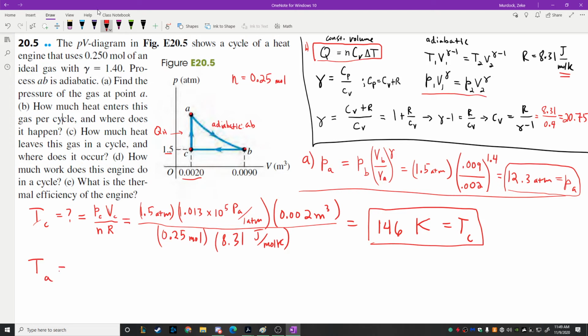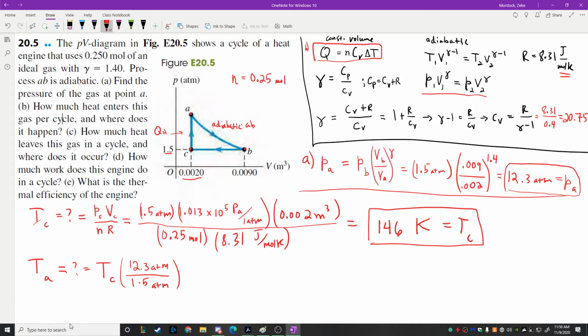The difference is that we just need to replace PA and VA. Oh, see, this is where I may have actually made a mistake. No, the volumes are the same. What I did, I just did it like this, basically. I said TC should be equal to TA multiplied by 12.3 atmospheres divided by 1.5 atmospheres. Does that make sense?